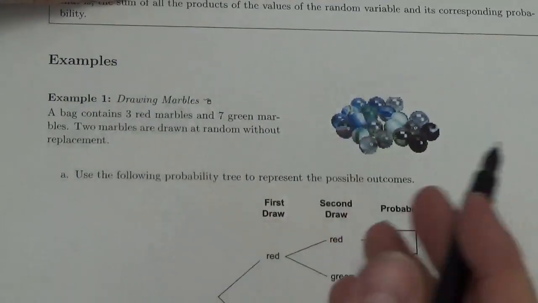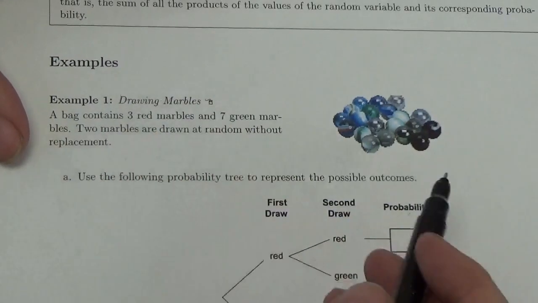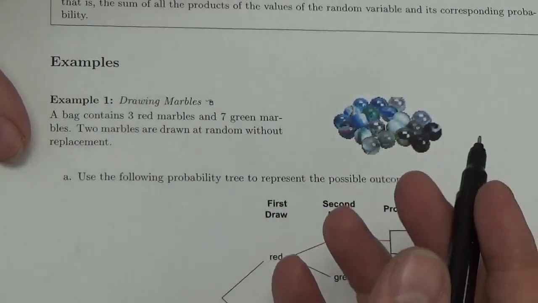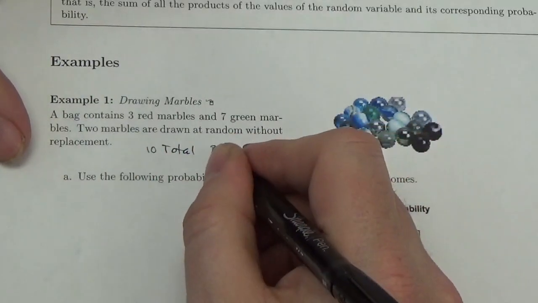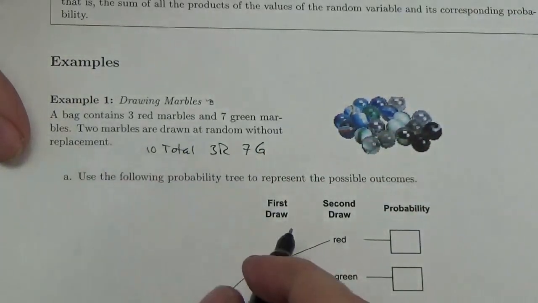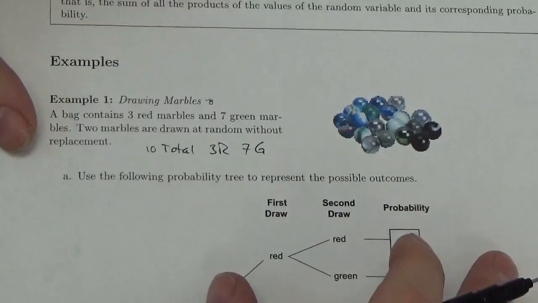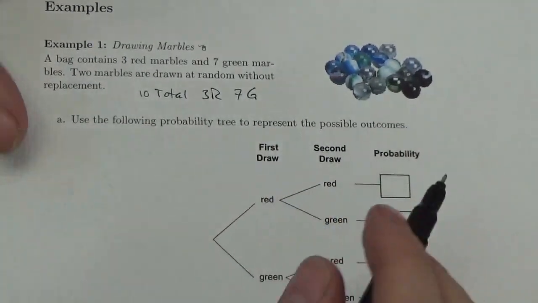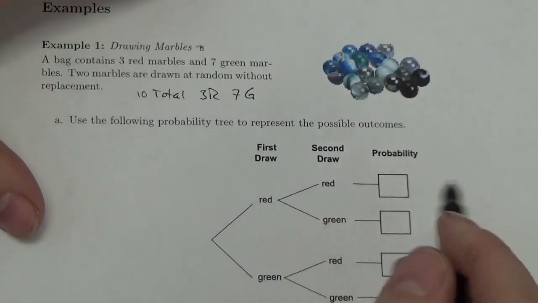So we're going to be drawing marbles. A bag contains 3 red marbles and 7 green marbles. So we've got 10 marbles in there, 10 total, with 3 red and 7 green. 2 marbles are drawn at random without replacement. So we're pulling one out, putting it aside, pulling another one out. Now, we're going to use the following probability tree to represent the possible outcomes. So we could get a red, or we could get a green.